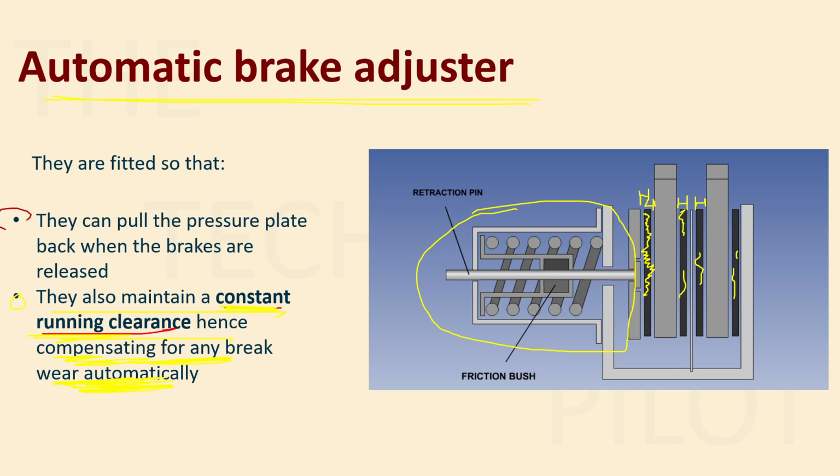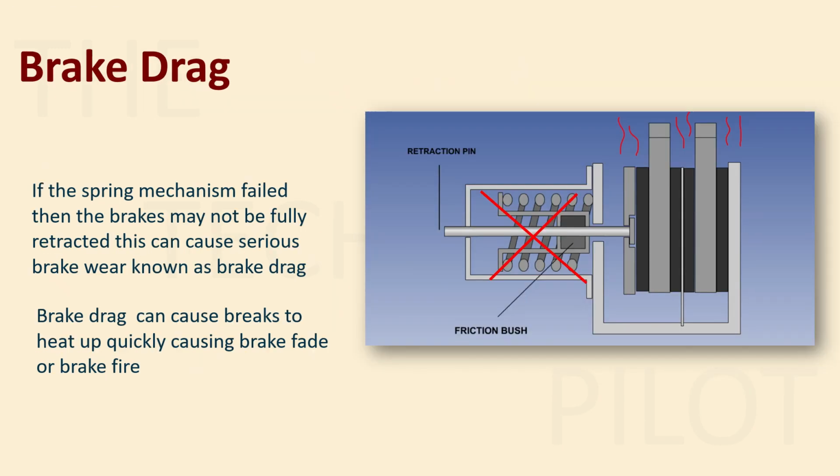And the first point was what? They can pull back the pressure plate whenever the brakes are released. All right, so this is your automatic brake adjuster. Then we have something known as brake drag. What is brake drag?